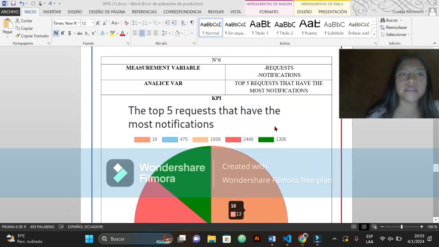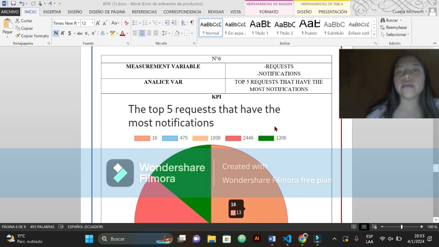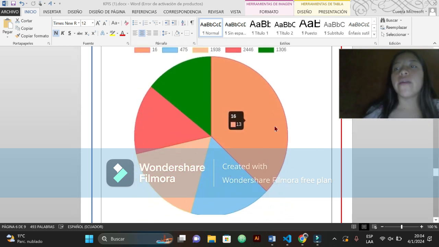KPA number 6, measure variable request and notification analysis bar. Top 5 requests that have the most notifications. In this graph, we use the notification tables and the request table. There are some requests that are sent more notifications, which tells us that there are more important requests unlike others.